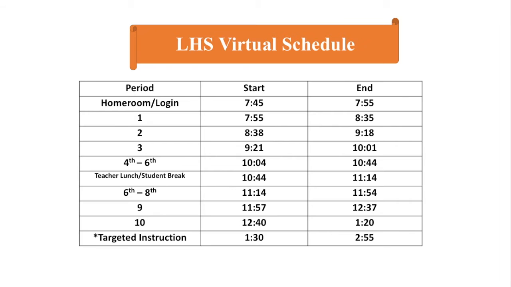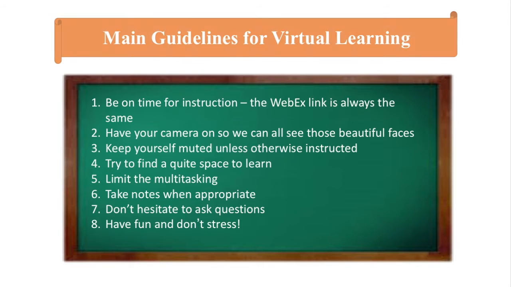For Italian 1, students meet virtually during period 3, so that is from 9:21 until 10:01 a.m. It is a 40-minute class. We also have targeted instruction time where students can seek extra help, and that can happen any time from 1:30 until 2:55. My main guidelines for virtual learning are very simple.